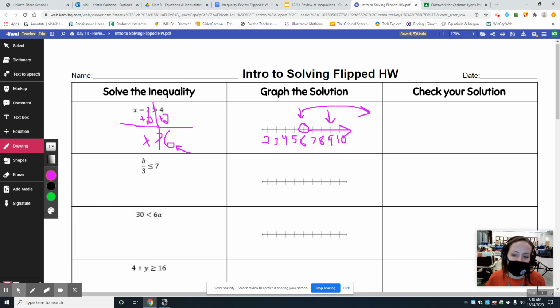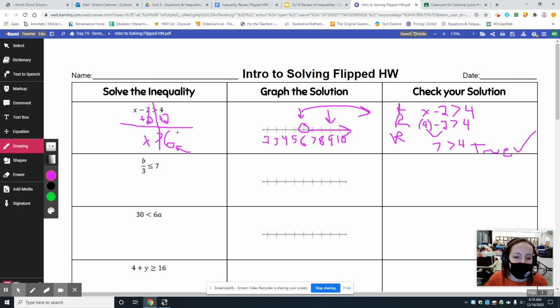So let's pick 8. So we still rewrite. So we have x minus 2 is greater than 4. We still replace. So we'll pick 9. 9 minus 2 is greater than 4. Recalculate. 9 minus 2 is 7, is greater than 4. Is that a true statement? Yes, it is. It is true. Therefore, you know you did it right.